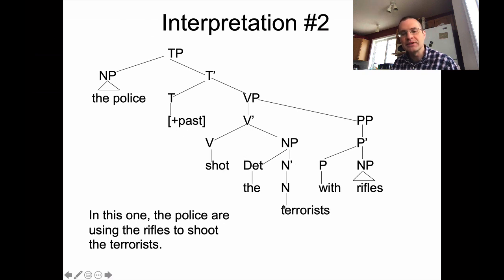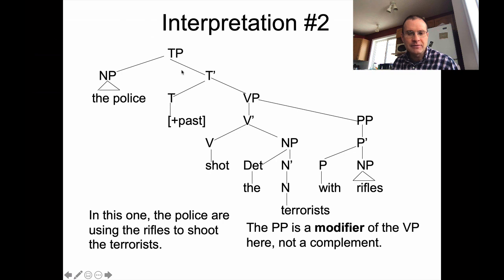So the police shot the terrorists. This is still the object, the complement of the VP here. But then with rifles, it's just something that we're using to describe or modify the VP. So it attaches up here at a higher level, but otherwise still looks the same. Like I said before, this is what is called a modifier of the VP rather than a complement. Shot here is a transitive verb, so the police shot. You have to have some sort of object after that, so this NP has to fill into this slot.